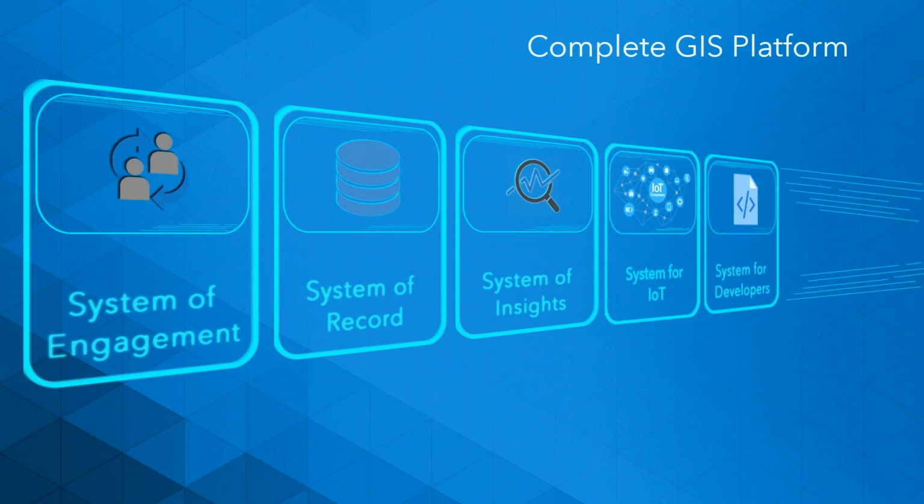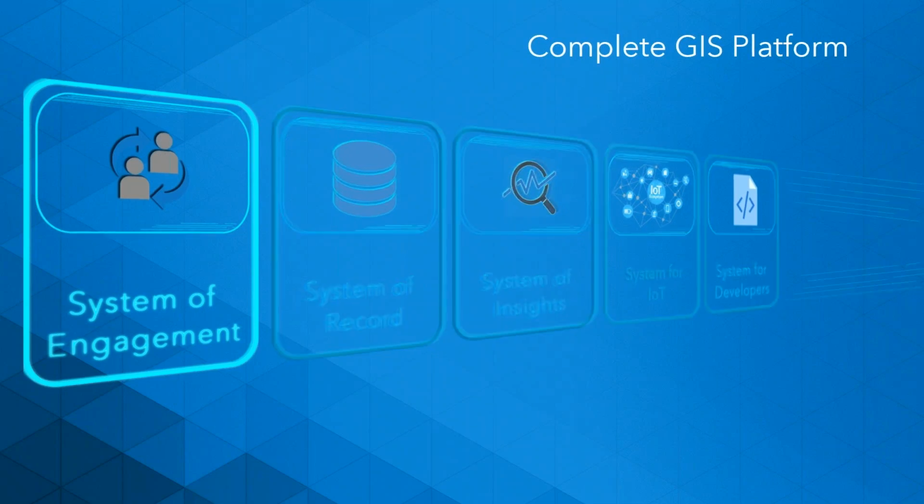As you may recall from the first webinar in this year's series, Esri offers a complete modern GIS platform. ArcGIS can be thought of as a system of systems, including a system of engagement, providing capabilities for sharing and collaboration, a system of record, providing data and capabilities for data management, a system of insight, providing capabilities for analytics, a system of IoT, providing capabilities to consume in real time data from sensor networks, and a system for developers, providing software development kits, application programming interfaces, and other tools enabling you to create additional functionality, extending that already available in the platform.